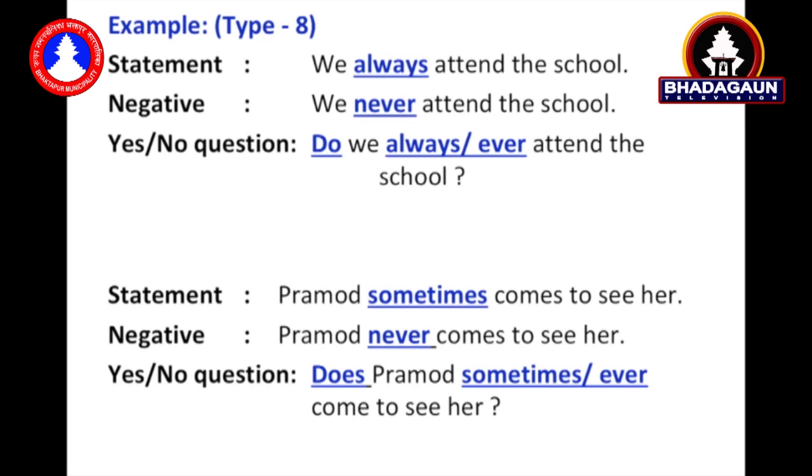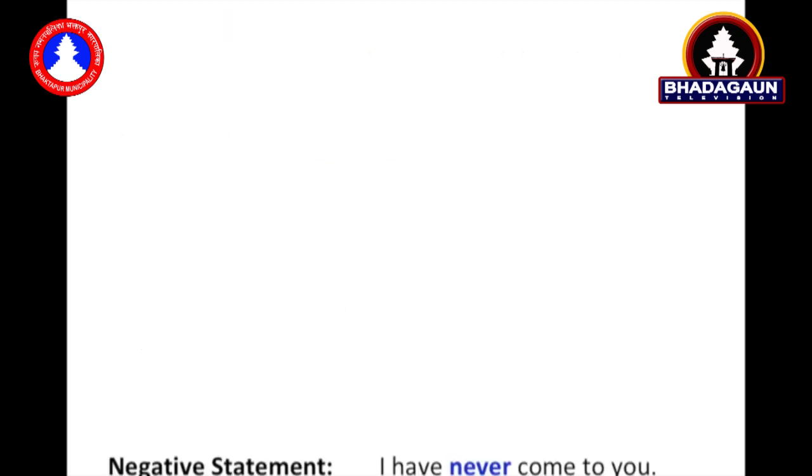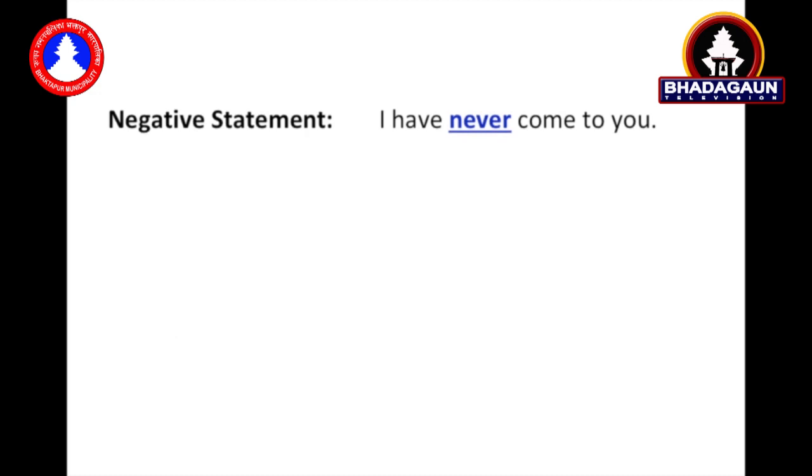And sometimes is left as sometimes in the yes no question, or it can be changed into ever. And what can be done here? Let's take one more example. The negative statement is I have never come to you. And now this is already negative. If we have to change this into a yes no question, what will this yes no question be? Here we have the auxiliary verb have. This auxiliary verb is used before the subject.